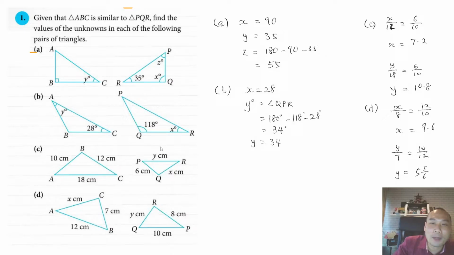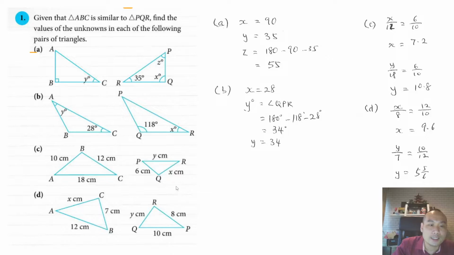For part B, let's repeat the same process. So x degrees is at vertex R. Vertex R corresponds to vertex C, and vertex C down here is 28 degrees. So x is 28. That's good, right? Now y. Y degrees is at vertex A. Vertex A corresponds to vertex P. Again, it's not shown here, but we already know the other two angles in triangle PQR, so we just use the angle sum of a triangle. We find that angle QPR is 34 degrees. That means y is 34.